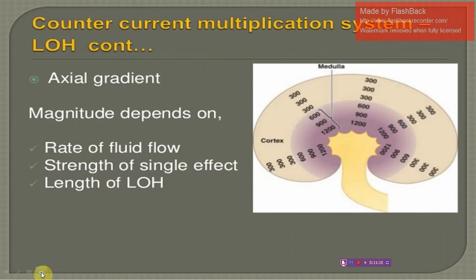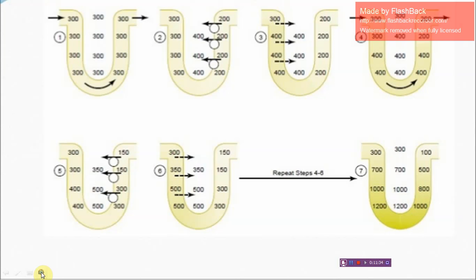Here you see from the cortical region to the medullary region, deep in the medulla, it is 300 in the cortical region, and it gradually increases to 1200 milliosmol per liter. Now that whole process is summarized in this picture.